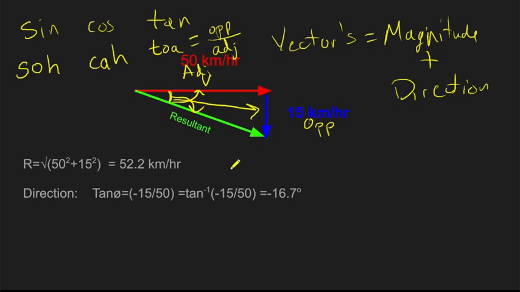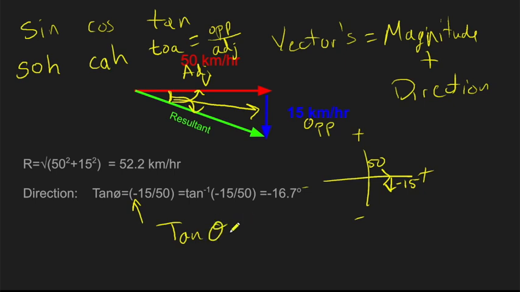And you might be like, hey, Mr. Kaufman, why is this negative 15? It is negative 15 because that 15 is going down. On your coordinate plane, we often say this is positive, this is negative, this is negative. If I have some vector going down, it's negative 15, and I went over some 50 kilometers per hour. And so what angle is this? Well, the tangent of my angle.